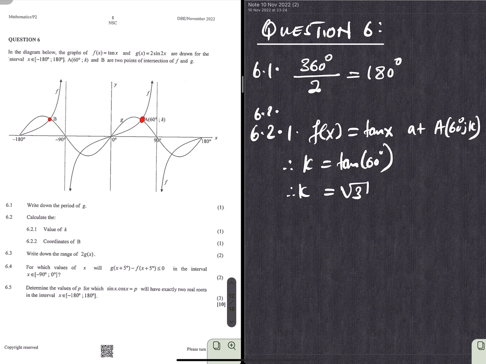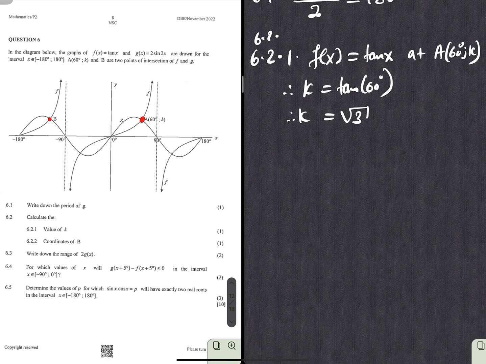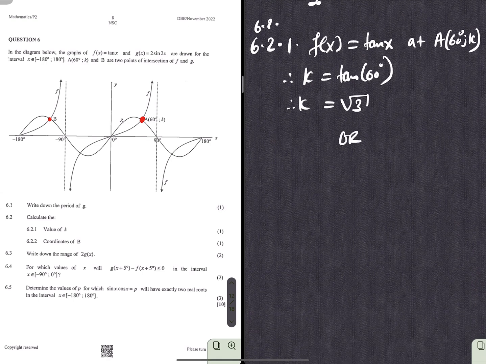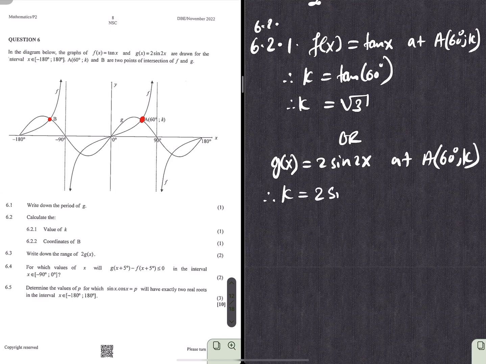But because this point A passes through f and g, you could have said, or, you can say that g of x, which is given by 2 sine of 2x, at point A. So point A is 60 and K. But K is still your y even at g. Let's plug it in. K is equal to 2 sine of 2 times 60 degrees. If you do it nicely, you will still get K as the square root of 3. So this is the other way of getting that value of K.